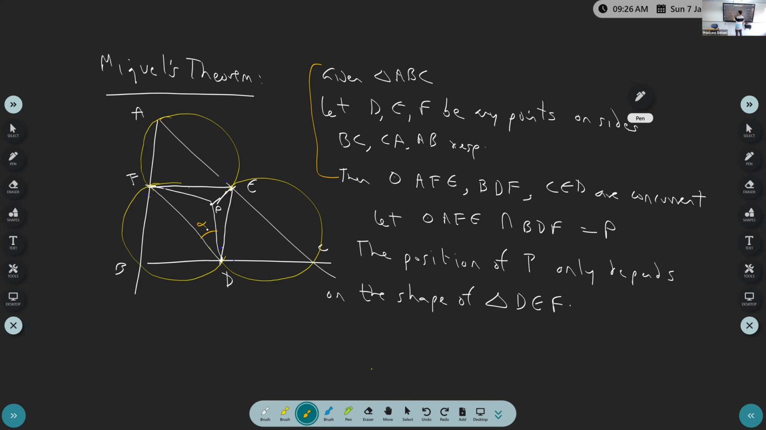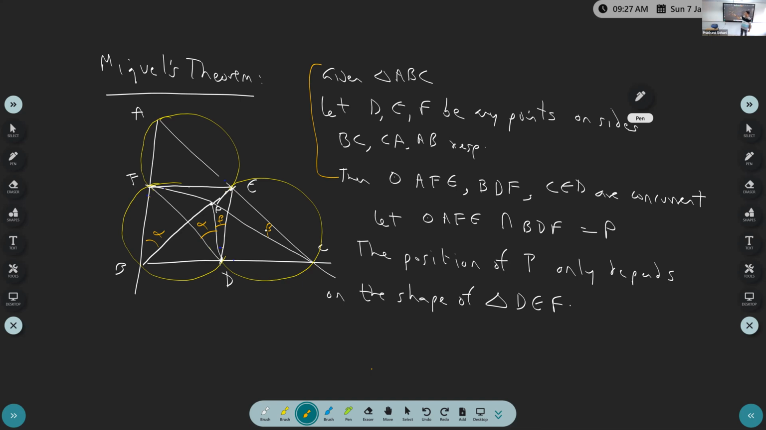So let us say I call these angles alpha and beta. Given that the shape of DEF does not change, alpha plus beta does not change, right? So alpha plus beta in this diagram remains constant. And if you just change the cyclic quadrilaterals, this alpha will be here and beta will be here. So wherever the point P lies, if we know the shape of triangle DEF, we know alpha plus beta.